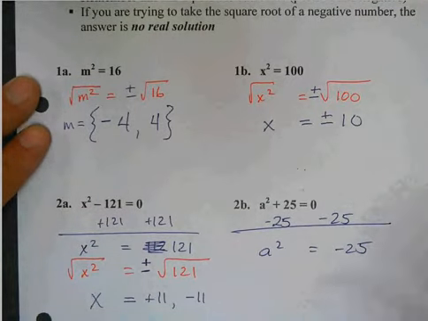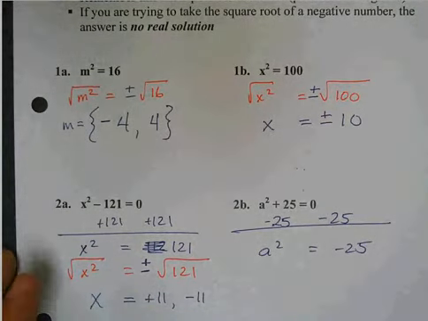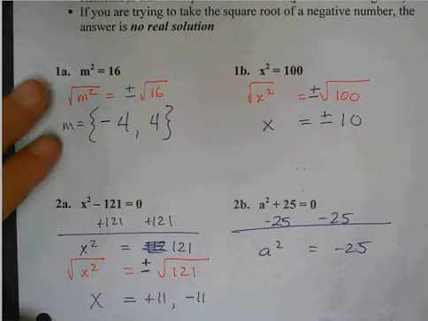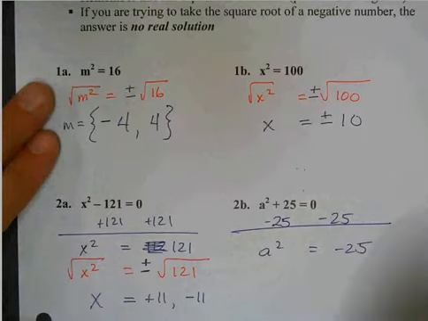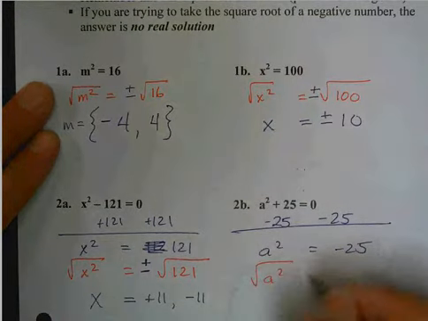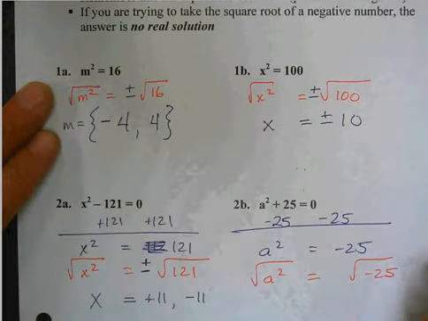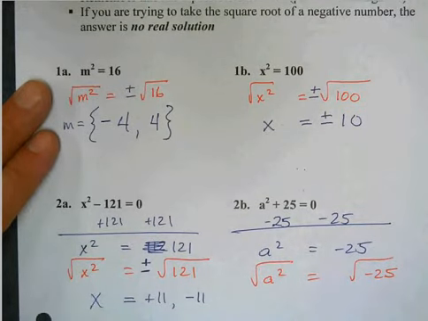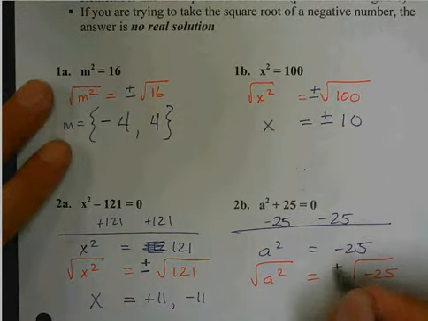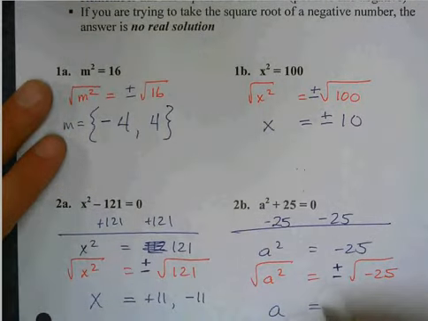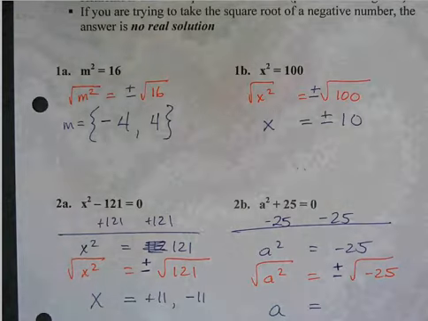Second step, to get rid of the squared, take the what? Take that square root of both sides, right? Yeah. Okay? So the square root of a squared and the square root of negative 25. Now, Kyle just said we got to do the plus or minus, and that's right. So here's my question. What times itself equals negative 25?